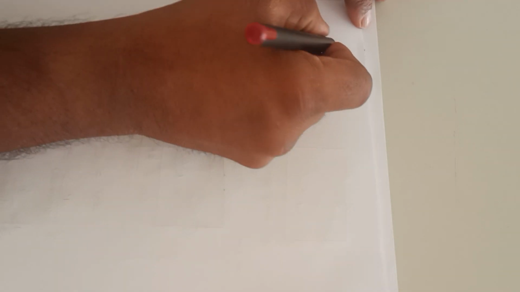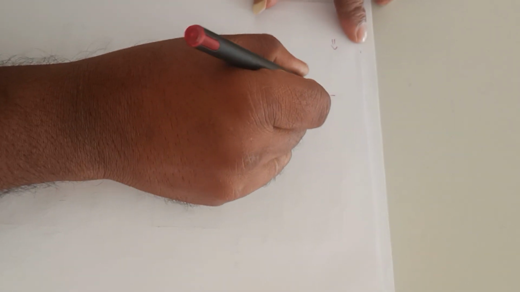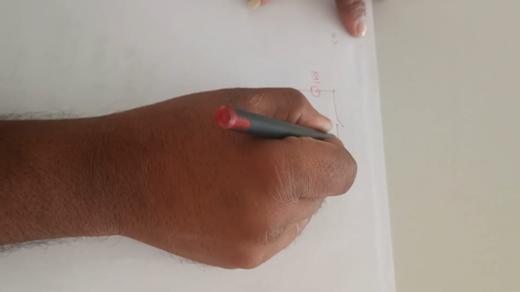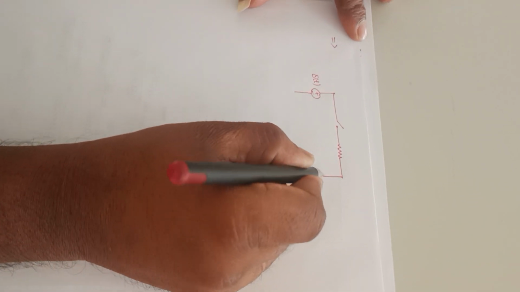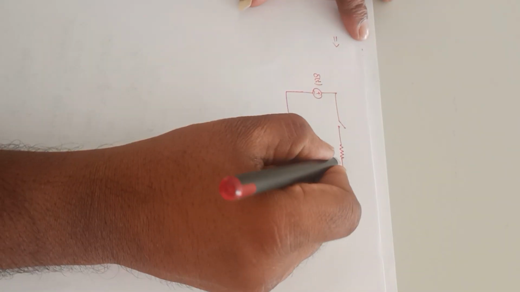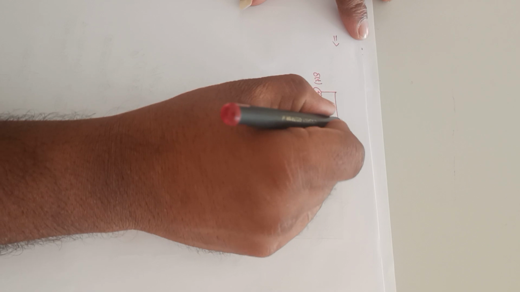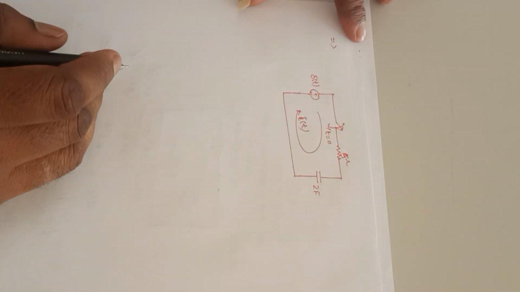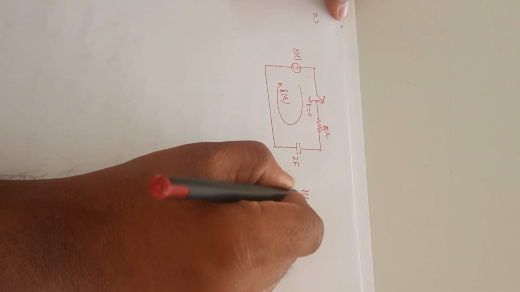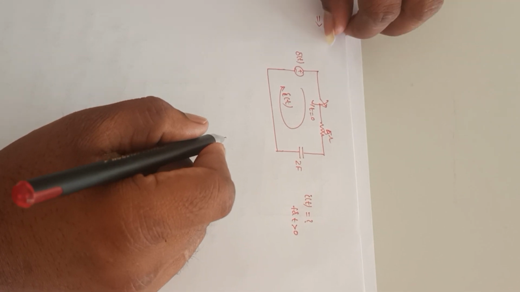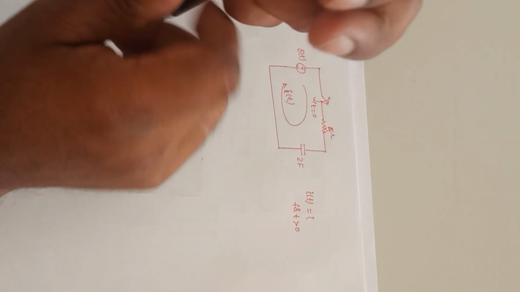Next, another problem here is this plus and minus delta of t, which is 2 farads, 5 ohms. The switch is closed at t is equal to 0, and this is I of t. So I need to find the expression for I of t for t greater than 0 when the switch is closed at t is equal to 0.